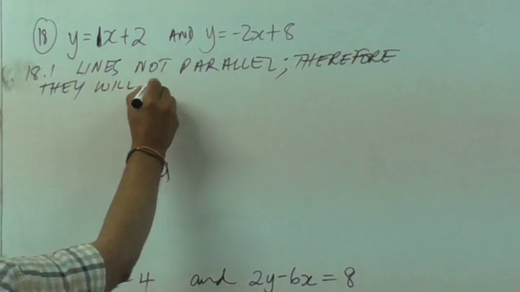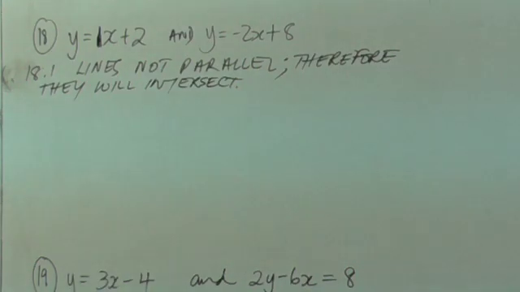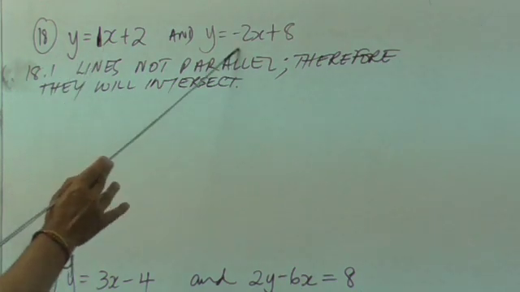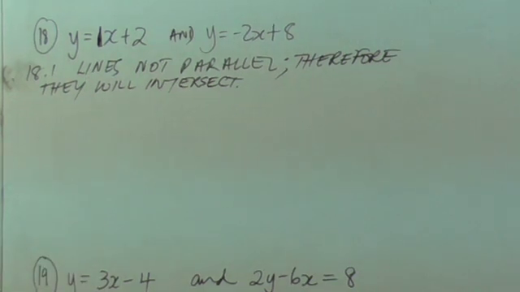Therefore, they will intersect. If lines are parallel, they will not intersect. But these lines are not parallel. If you watch the gradients carefully, the gradient here is 1 and the gradient here is minus 2. Gradients not equal, lines not parallel. If they are not parallel, they must intersect.